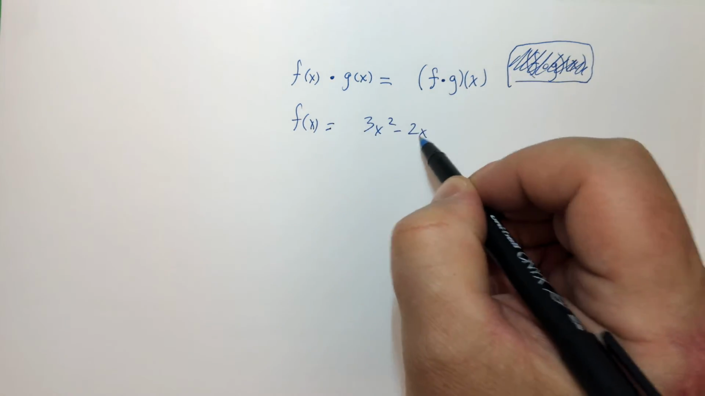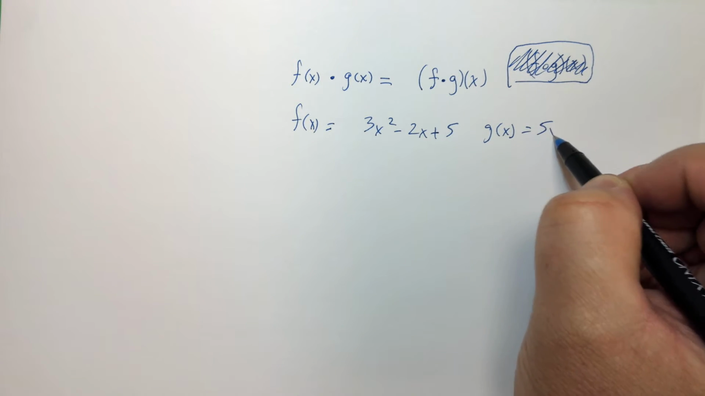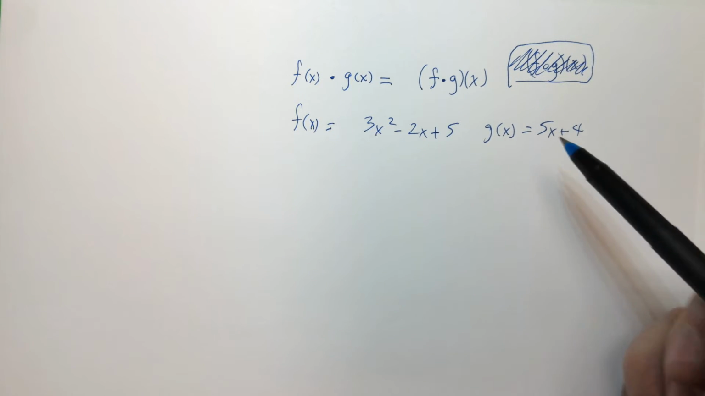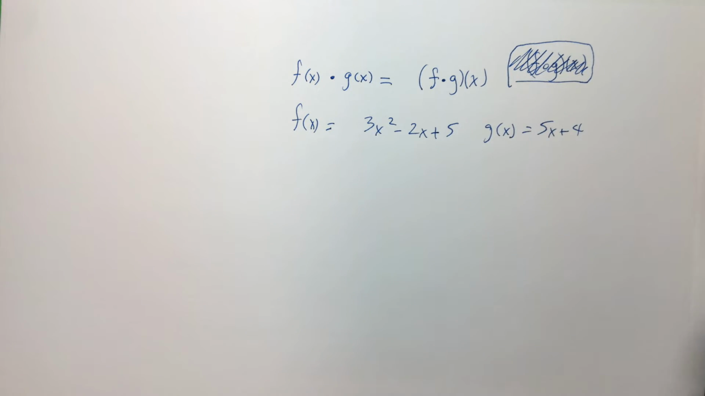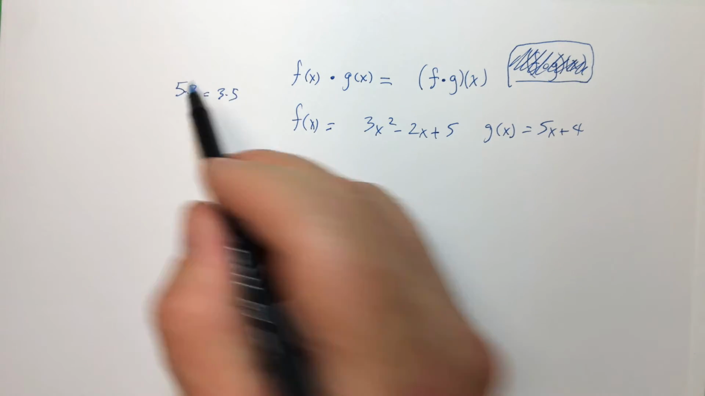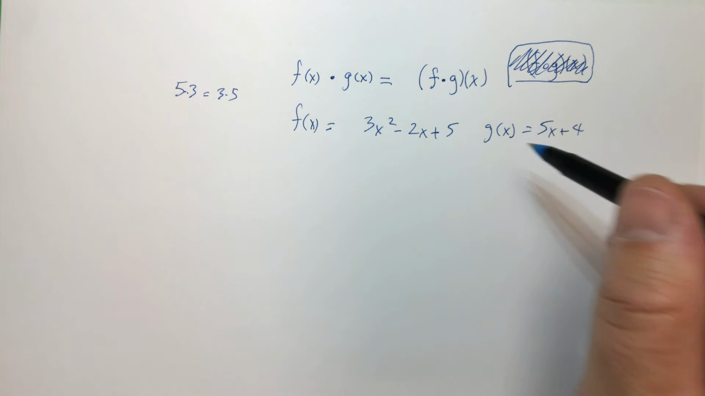3x squared minus 2x plus 5. And 5x plus 4. Yeah? Okay, so with multiplication, it doesn't matter which one goes first, right? Like 5 times 3 is the same as 3 times 5. So whatever goes first, no big deal. So let's multiply these two together.